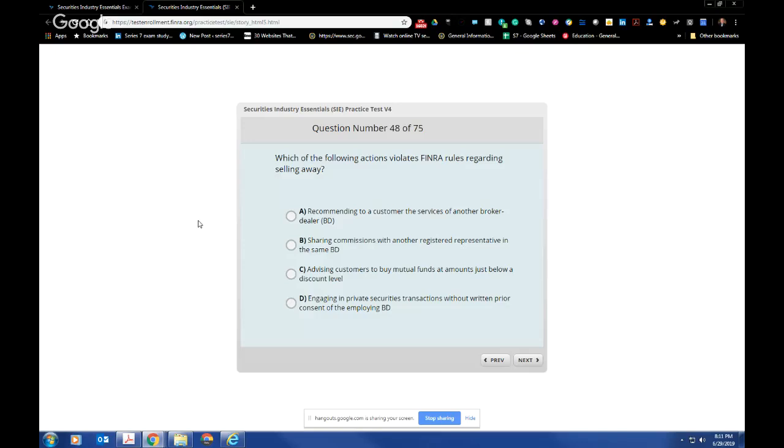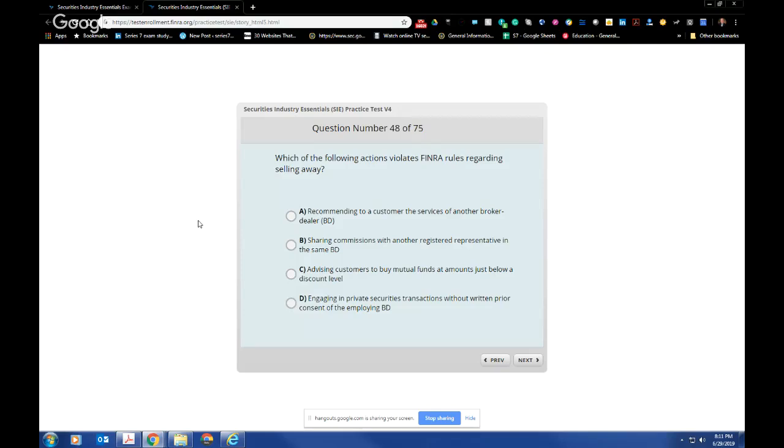Which of the following actions violates FINRA rules regarding selling away? Selling away is when you do securities transactions away from the broker-dealer without their permission. So recommending a customer the services of another broker-dealer, you can do that. You're just a shitty customer, shitty broker, shitty employee.